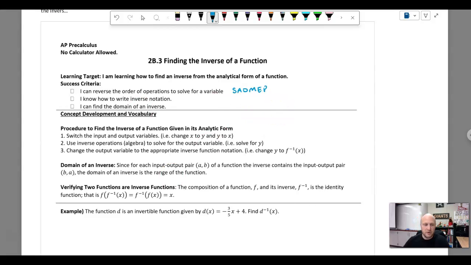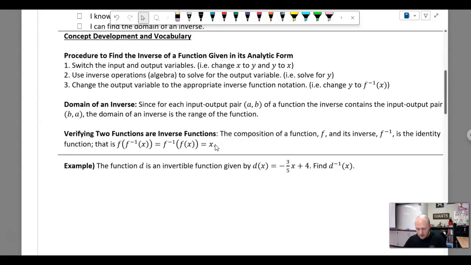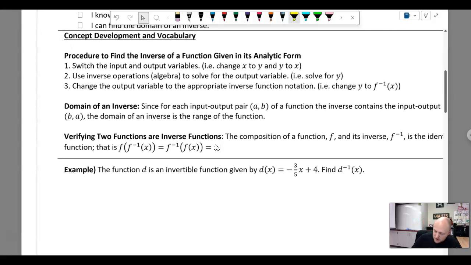So let's go ahead and jump into the procedure for finding the inverse of a function given an analytical or algebraic form. The first thing that we're going to do is interchange x and y. We swap them, right? That's the whole idea about finding an inverse. And then we'll use inverse operations in order to solve for the output variable, or solve for y. And again, that's that SADMEP idea. Lastly, we'll change the output variable, the y, back to inverse function notation. So that's just going to become f inverse of x.